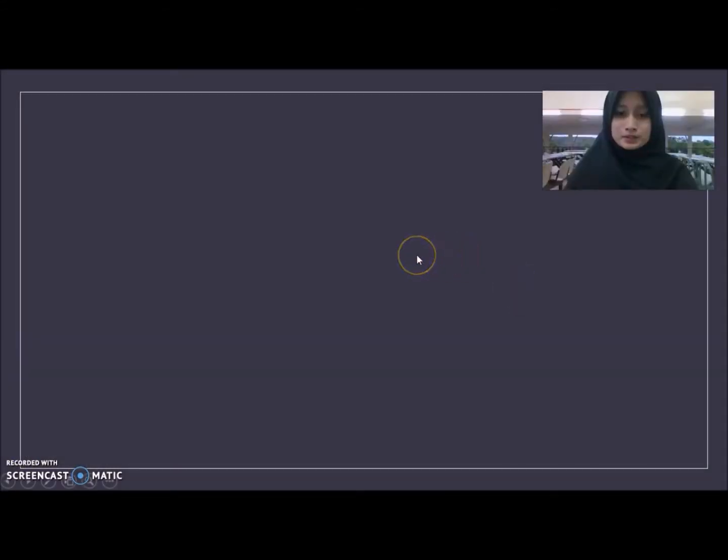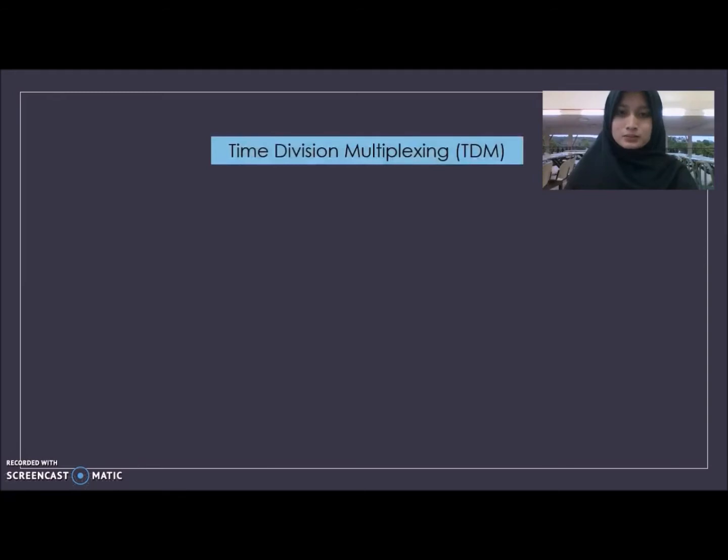Okay, now I'm going to talk about time division multiplexing, TDM. TDM is a digital process that allows several connections to share the high bandwidth of a link. Instead of sharing a portion of the bandwidth as in FDM, time is shared. Each connection occupies a portion of time in the link.